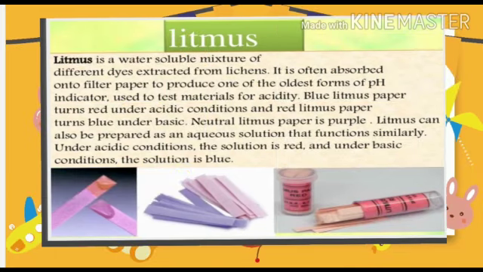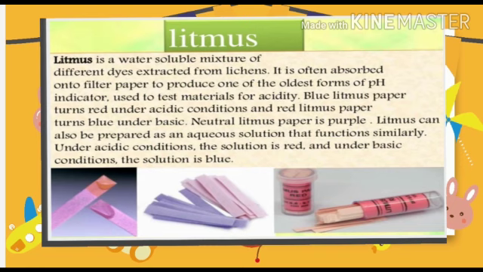Litmus solution is a purple color dye extracted from the lichen plant. It is the most commonly used indicator in the laboratory. In the neutral solution, it has purple color. In acidic solution, it turns red, whereas in the basic solution, it turns blue.